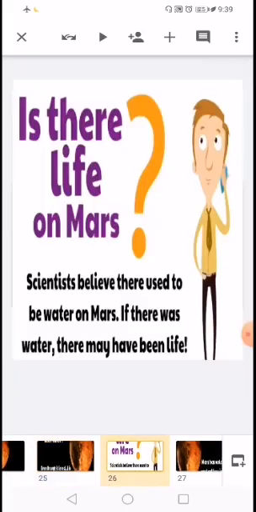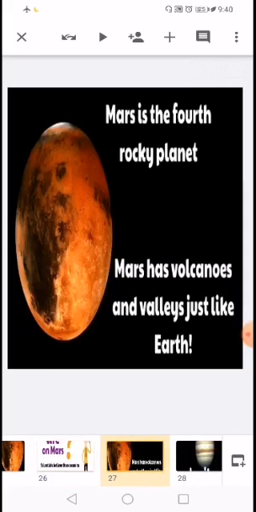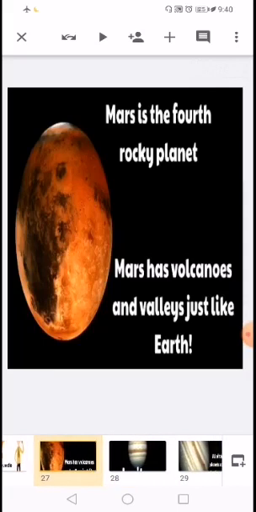Scientists believe there used to be water on Mars. If there was water, there may have been life. So Mars is the fourth rocky planet. Remember, there are 4 rocky planets and Mars is the last rocky planet. Mars has volcanoes and valleys just like Earth. Mars has 2 moons. They are both very small.